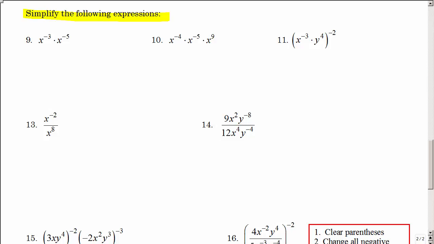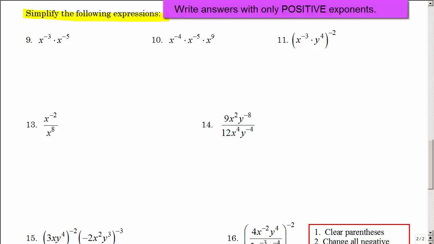Now let's apply them to algebraic expressions, and we're going to simplify these expressions, and we don't want to write any answers that have negative exponents. All right, all exponents should be positive in our final answer. Okay? So we can work these problems lots of different ways. The first thing I'm going to do is try to make everything positive. So that's 1 over x cubed times 1 over x to the 5th, which is 1 over x, same base, add those exponents.